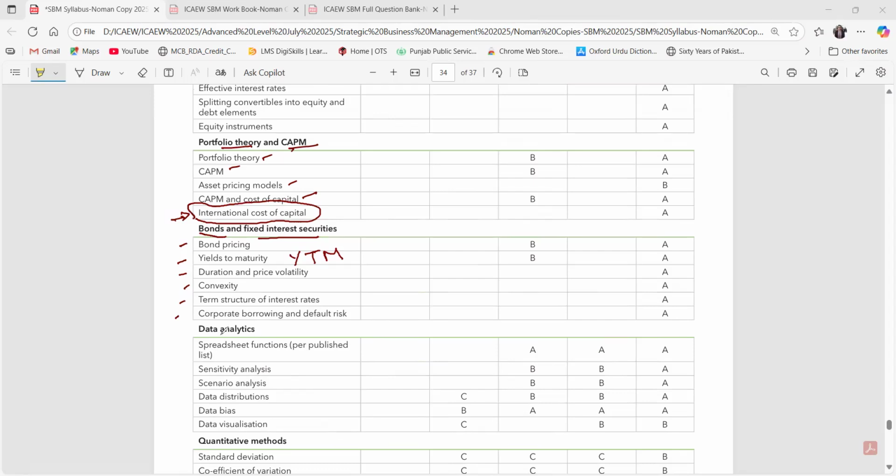Then we have data analytics. In data analytics, we have spreadsheet function, sensitivity analysis, scenario analysis, data distributions, data biasness, and data visualization. All of these topics are at A level except the topic of data visualization, which is at B level.